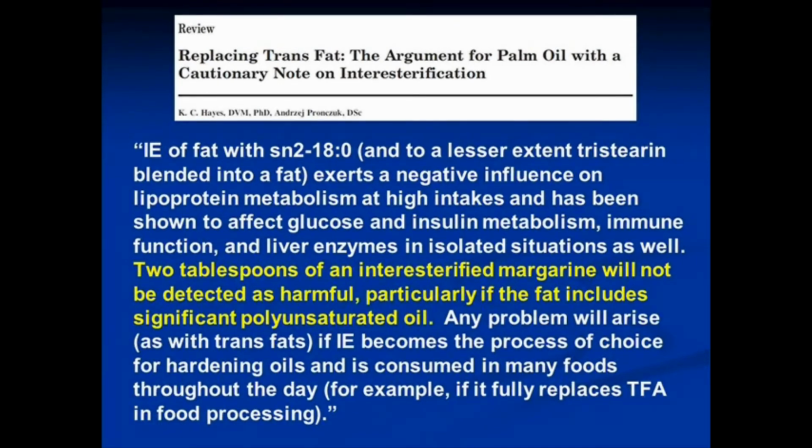So I think this conclusion is really important. I think that the levels we're going to be at, our exposure levels, suggest that we're not going to detect harmful events. I think we have to be concerned about making sure we have enough poly intake. And I think it's clear that we're not going to have a one-to-one substitution of IE fats for trans fats.